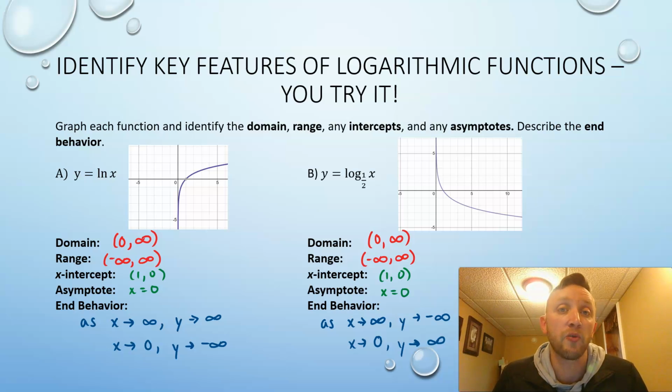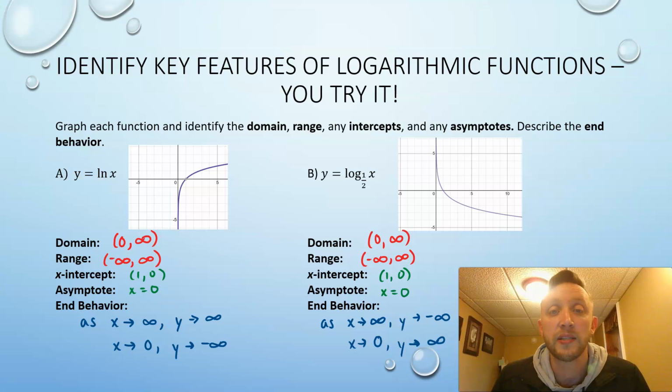Remember, when you're describing your range, we always start with the smallest value first. And since there is no minimum value, we start by saying it goes from negative infinity to positive infinity. So make sure you don't just say, oh, it goes from infinity to negative infinity. That is wrong. All right. Let's look at the x-intercepts of both of these. If you notice, both of these graphs have the same x-intercept at (1, 0). It's important to note also, both of these graphs have a vertical asymptote at x equals 0.